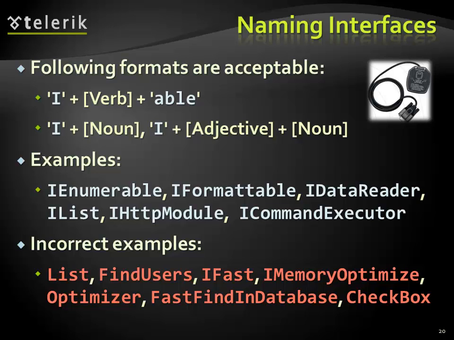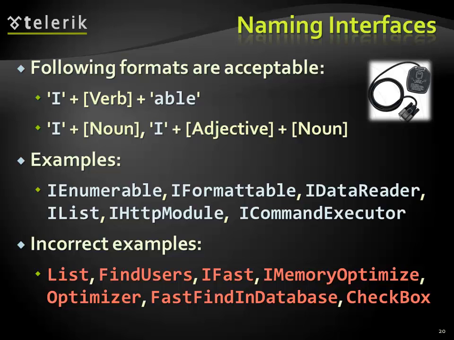And here are a few examples of good interface names like IEnumerable, IFormattable, IDataReader, IList, IHttpModule, ICommandExecutor. The last being an I plus adjective plus noun, IDataReader being I plus noun, and IEnumerable being the first representation of interface name with verb in the middle.